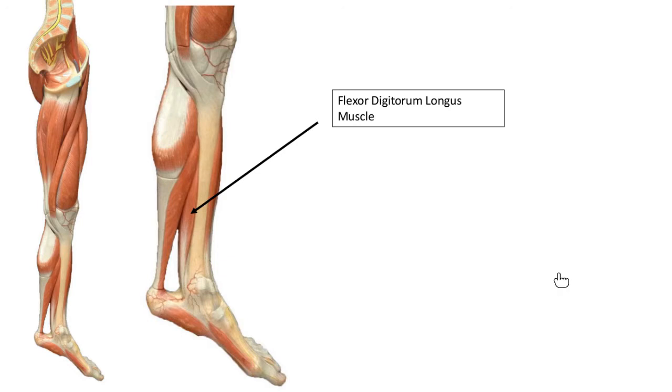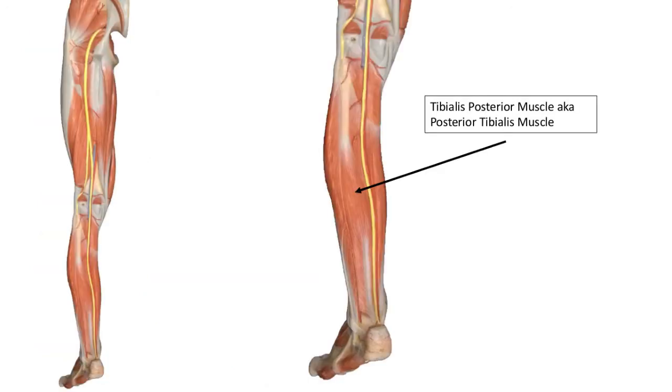Well, I almost missed one. And then we got this guy. So anterior tibialis, well, here's posterior tibialis on the posterior side here. Or you can call it tibialis posterior, either is fine. And this one also is deep to soleus.